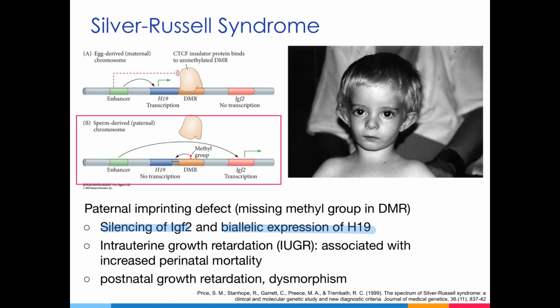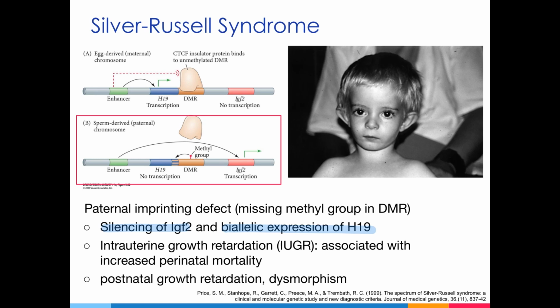This condition is known as Silver-Russell syndrome and is associated with increased risk of perinatal mortality as a result of the growth retardation. As you can see, children who have this syndrome also show distinct facial features. Additionally, although their heads are actually the normal size, their bodies are very small. They're smaller than usual. So their heads appear larger compared to their bodies. In addition to that, they may also experience cognitive delays.